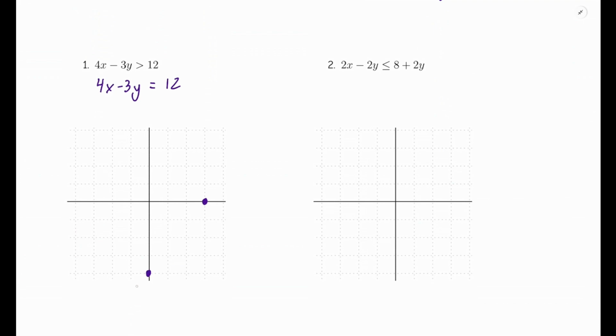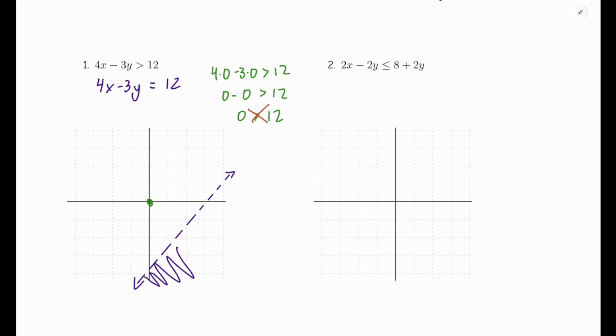And then I'm going to connect them with a line. And it has to be dashed again. There we go. Pick a test point. (0, 0). 4 times 0 minus 3 times 0. Is that greater than 12? Get 0 minus 0. Is 0 greater than 12? That is false. So I shade on the other side of the line.